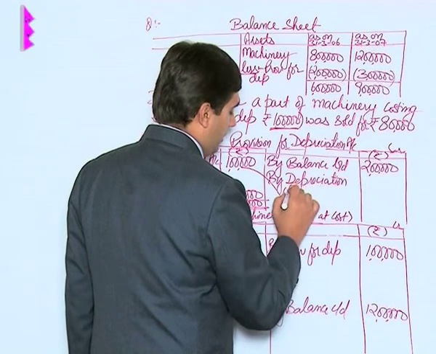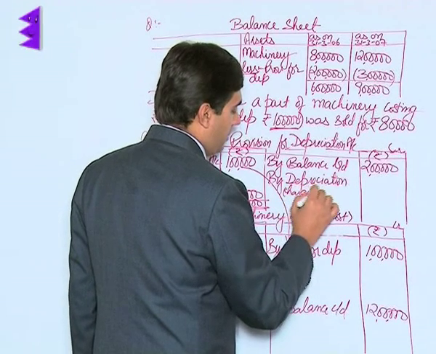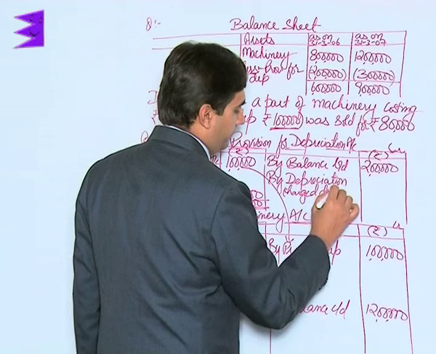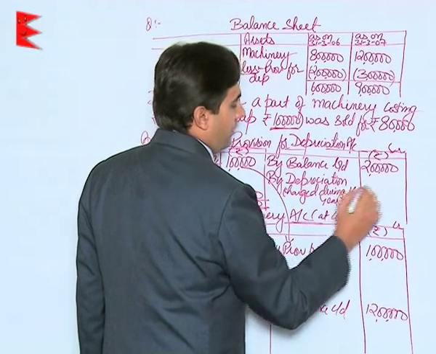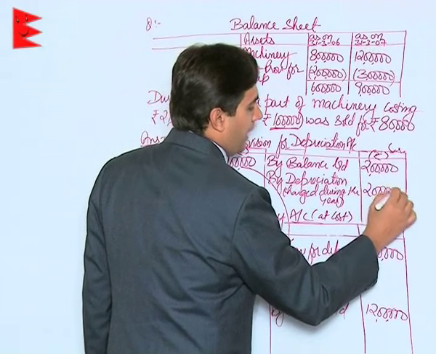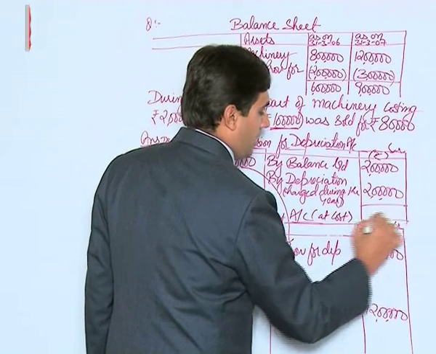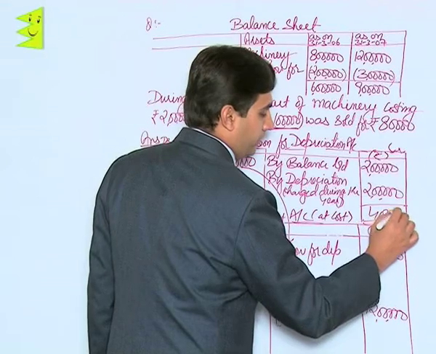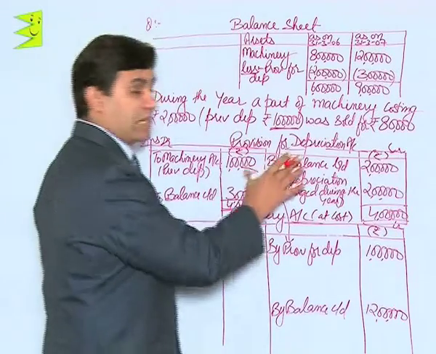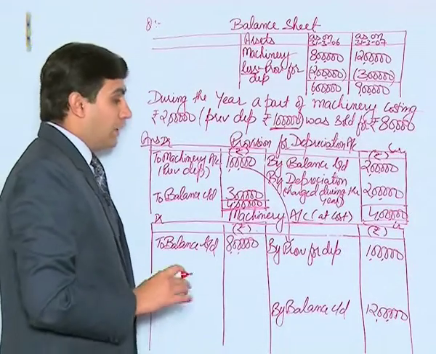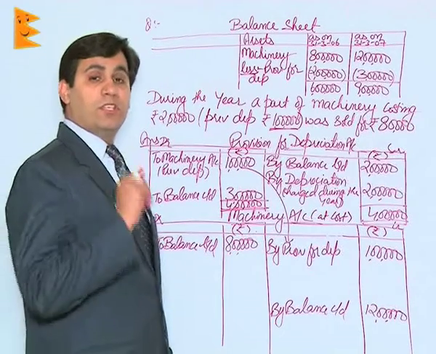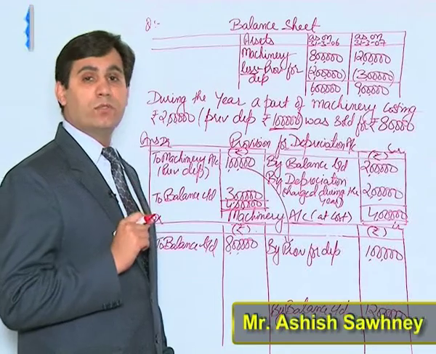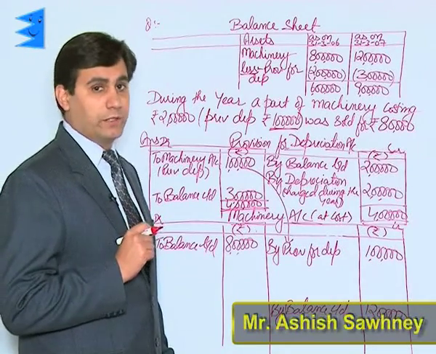This is depreciation charged during the year. It comes to 2 lakh and the total comes to 4 lakh. So this account is now complete. Now let us come to machinery account. In machinery account, entries related to sale and profit and loss would be recorded.